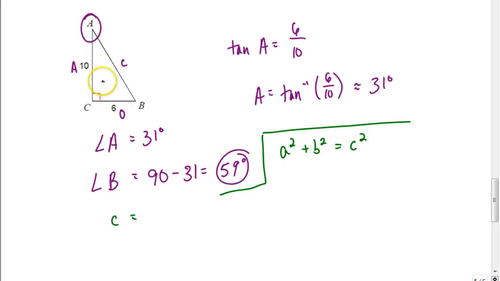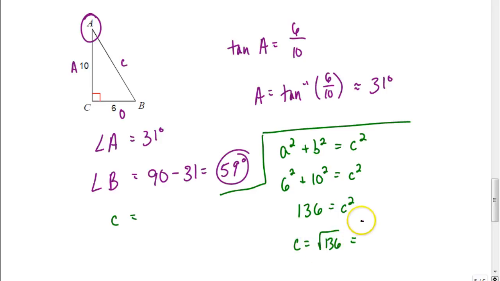Well, side A and B are the two sides I'm given. So I'm going to use side A as 6 squared, or side A would be 6, so it would be 6 squared. Side B is 10, so we'll have 10 squared equals c squared. Well, 6 squared is 36, 10 squared is 100, so we have 136 equals c squared. So to find out what c is, I take the square root of 136, and that gives me 11.7 as my answer.